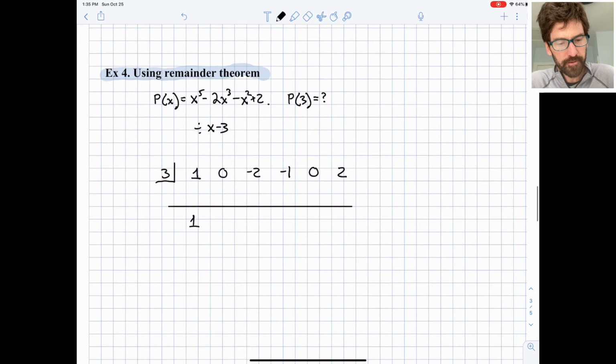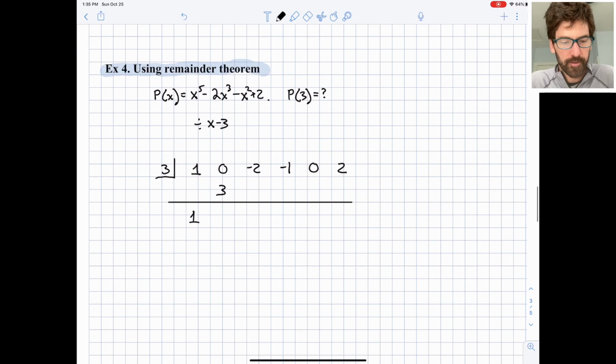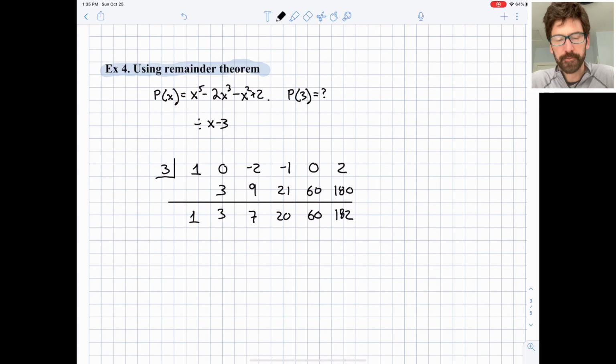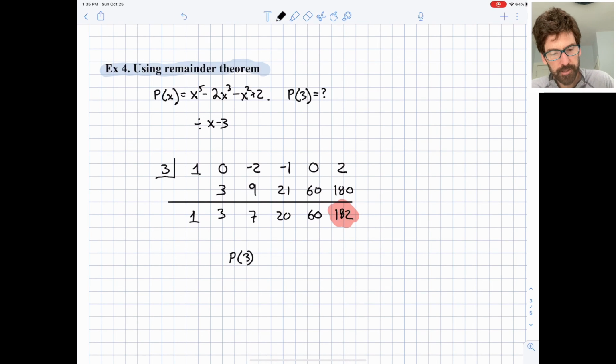3 times 1 is a 3. Add down the column, we get a 3. 3 times a 3 is a 9. Add down the column, we get a 7. 3 times a 7 is a 21. Add down the column, we get a 20, 60, 180, and then 182. Okay? So all we really need, though, is this term right here, the remainder term, and so that's our solution. Okay? P of 3, then, is 182.